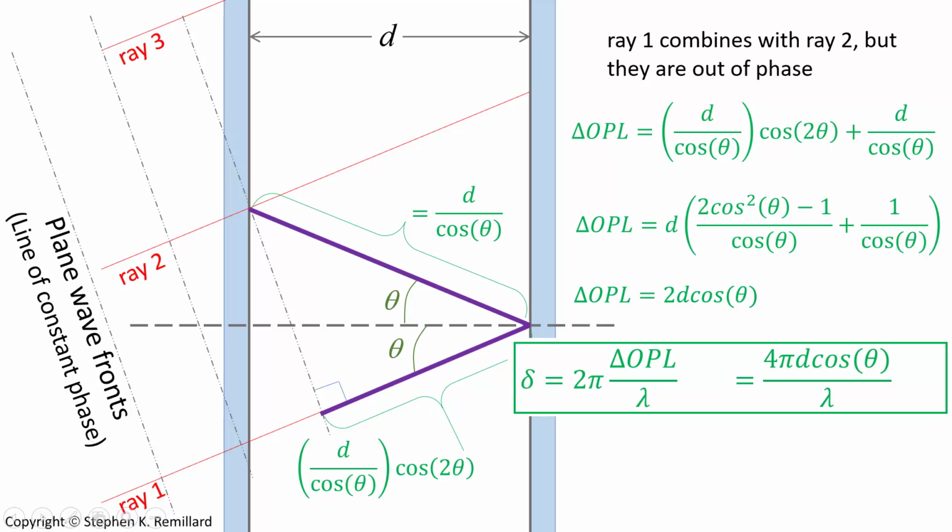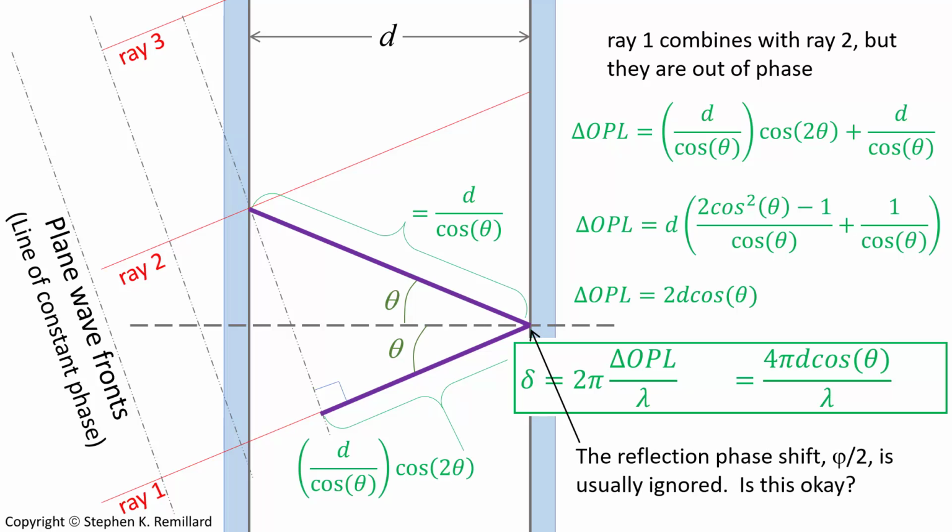That's not all of it, though. There's an additional phase shift. Every time a wave reflects off of a metallic surface, there's a phase shift, and it is significant. I'm going to call that shift in phase, that metallic reflection, phi over 2. When ray 1 rejoins ray 2, it's reflected twice. It has shifted a phase amount phi.